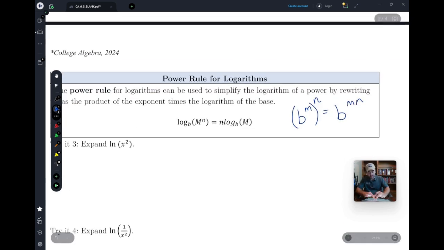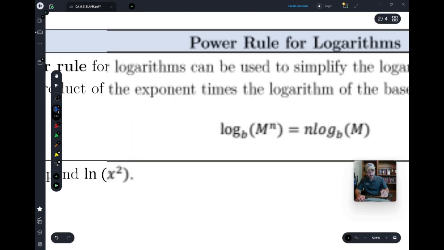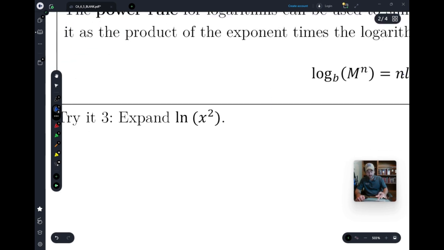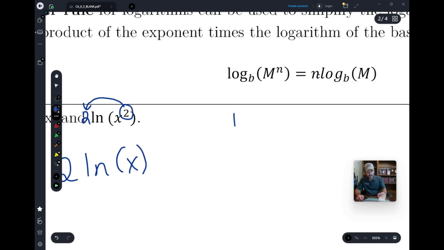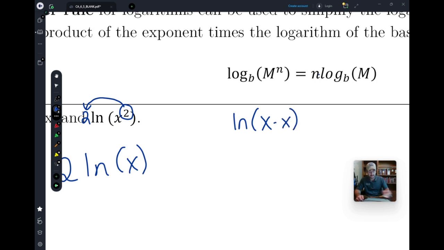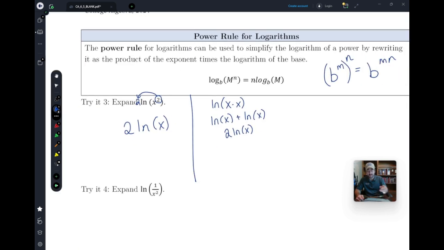And so something you'll see people write a lot is they'll circle this and bring it out front. And that is an okay way to notate that as you're working through a problem. So I'll do the same thing here. I'll circle 2, bring it out front, and I'll get 2 ln of x. And so your answer is 2 natural log of x. Another way to look at the same problem is you could have done natural log of x times x and applied the product property. So that would have been the ln of x plus the ln of x, which is 2 ln of x. And you would end up with the same answer whether you do it a couple different ways.